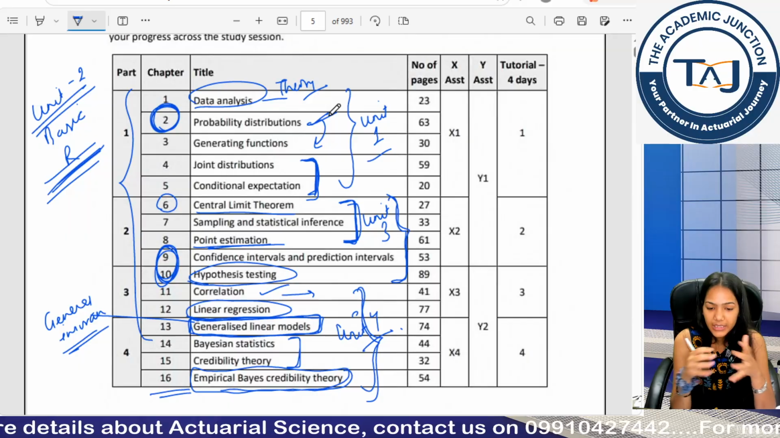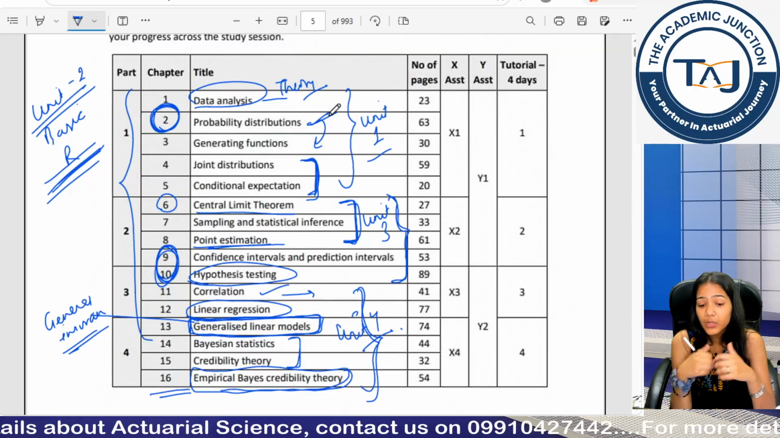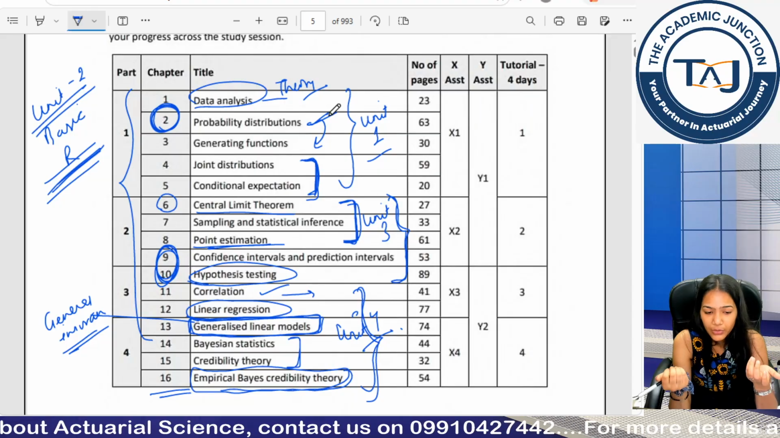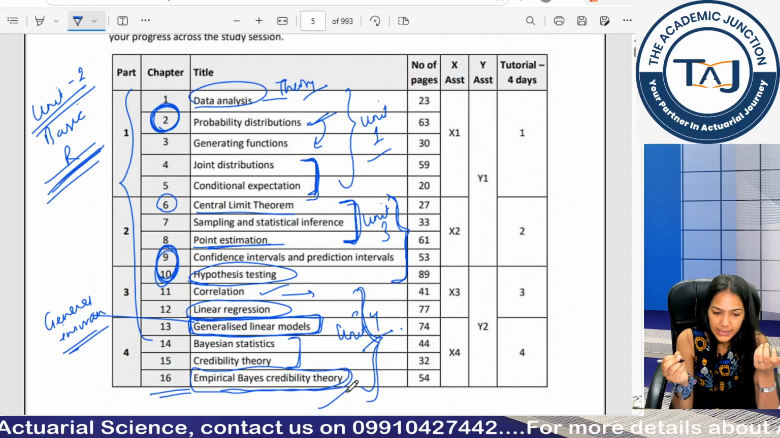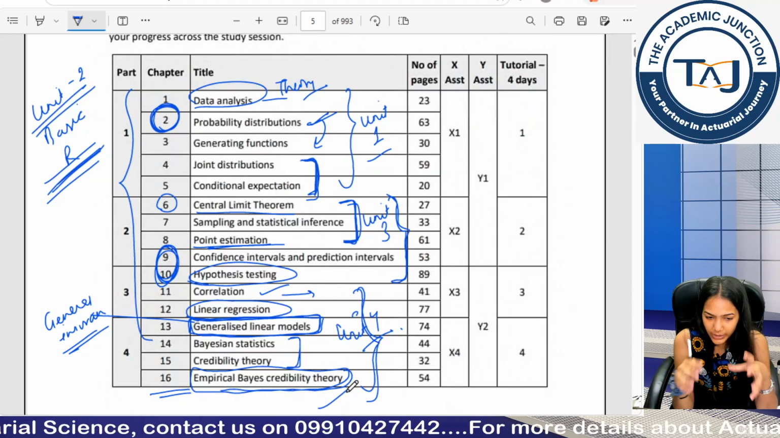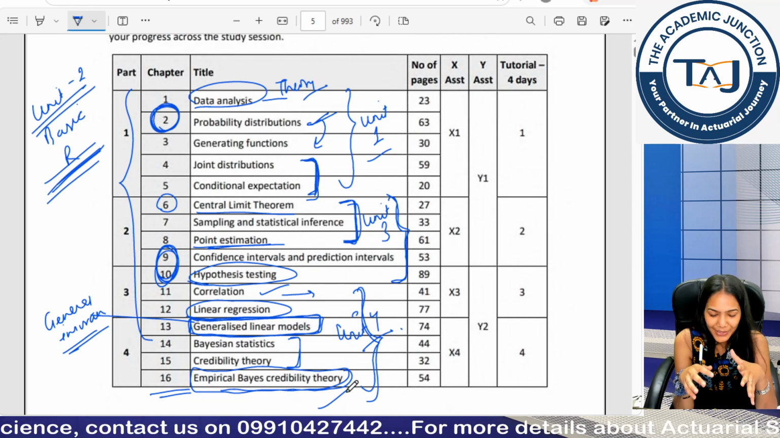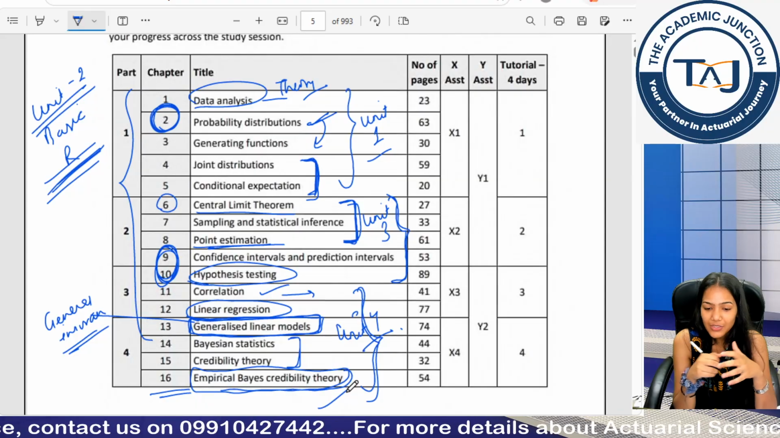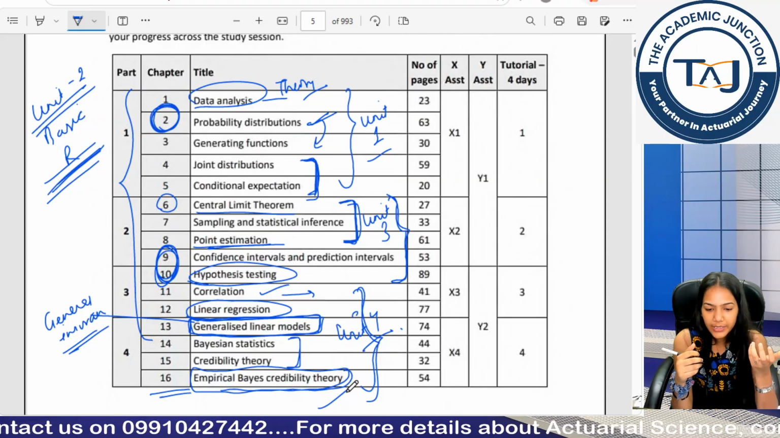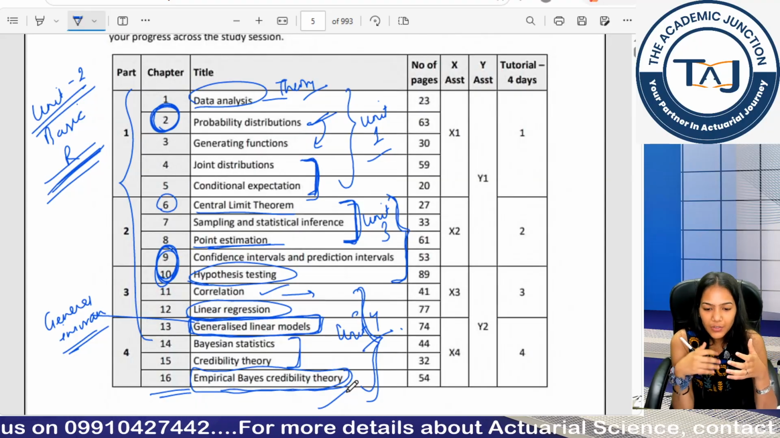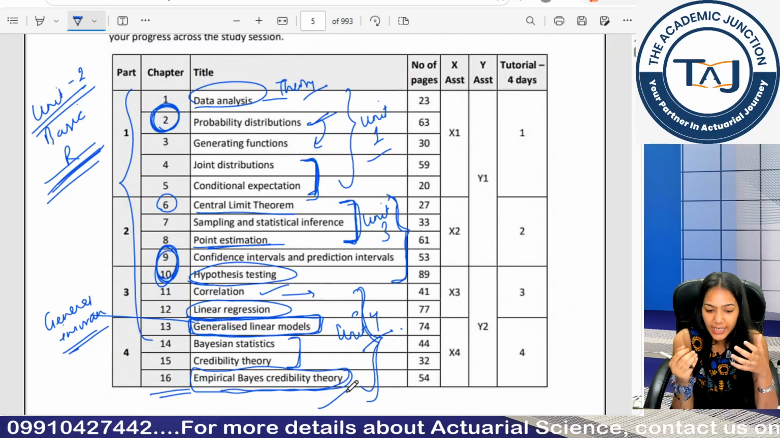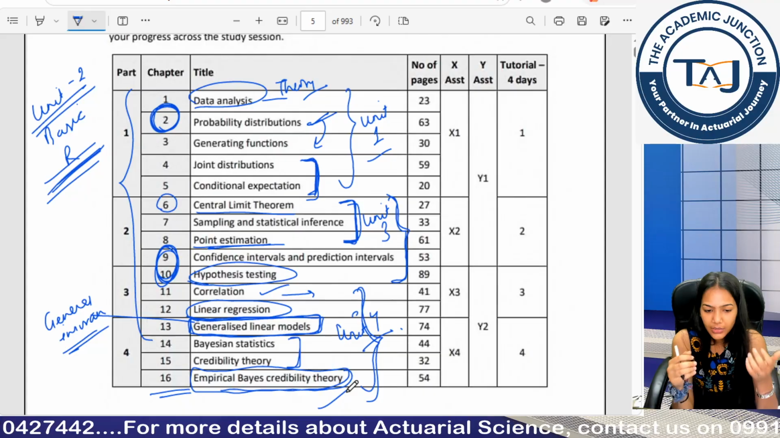For example, we get a data set that cannot be fitted into any type of distribution. Then what we do is we use EBCTs. So this was the content. Don't stress about the content. Don't think that there are too many new topics. Obviously, you are entering into an actuarial journey, so you will be expected to learn something new. But take it as curiosity, not as demotivation.